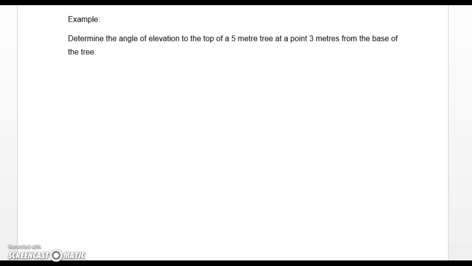Once again, I'm just going to draw a quick diagram of what's going on here. Here we're talking about a tree, so I'm going to draw a nice fancy looking tree. The question tells us the 5-meter tree, so it tells us the height of our tree, and it is 3 meters from the base. When we're talking about away from the base, we're looking at that distance away on the ground. And then we have this angle of elevation, which is looking up to the top of the tree.